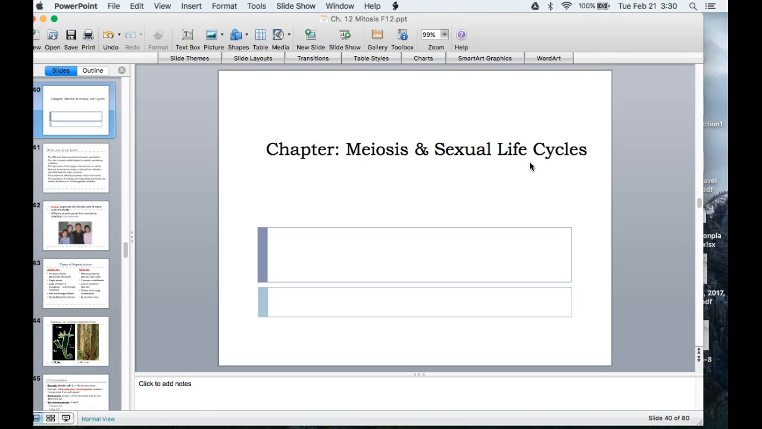So that's it for meiosis and sexual life cycles. We will do a comparison of both this and mitosis in class as we go through the activities and labs.